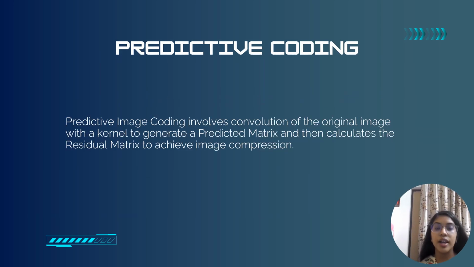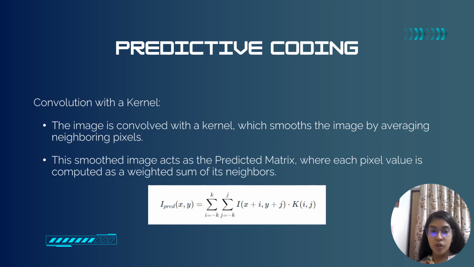Now, predictive coding. In predictive image coding, convolution of the original image happens with the kernel to generate a predicted matrix, and then a residual matrix is calculated to achieve image compression. Let's go through the steps one by one. So, the first step is convolution. The image is convolved with the kernel, as I already mentioned, and we obtain a predicted matrix.